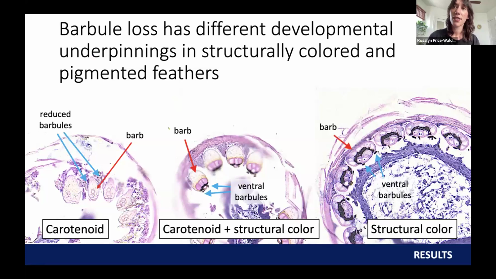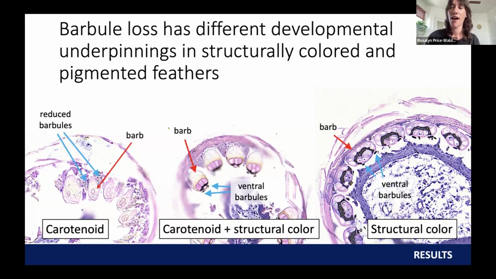And to cut right to the chase, we are indeed finding that barbule reduction or loss happens at different developmental stages and involves different parts of the barb ridge in structurally colored and pigmented feathers, confirming that a similar strategy to enhance coloration by getting rid of barbules evolves via alternative developmental mechanisms.